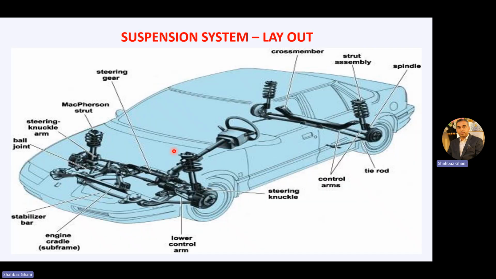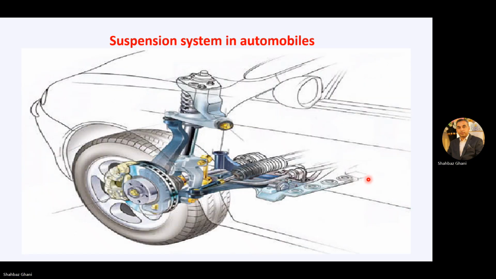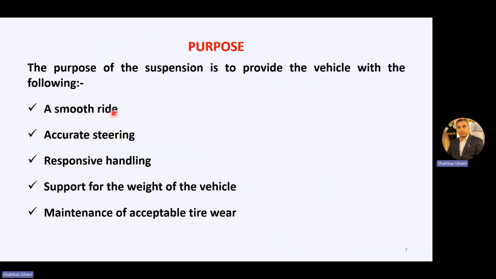So this is the general layout of the suspension system, the front part of the suspension system and the rear suspension system of a vehicle. This is how it looked. The purpose of the suspension system was smooth ride, accurate steering, responsive handling, support for the weight of the vehicle, and maintenance of acceptable tire wear.